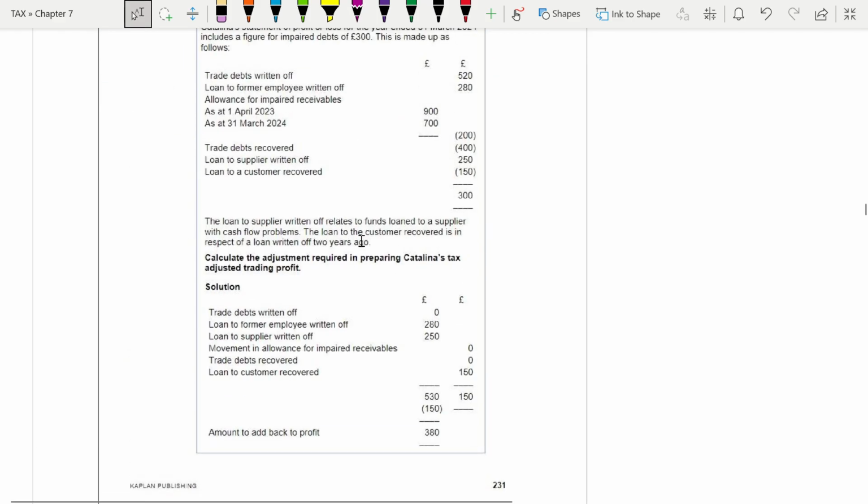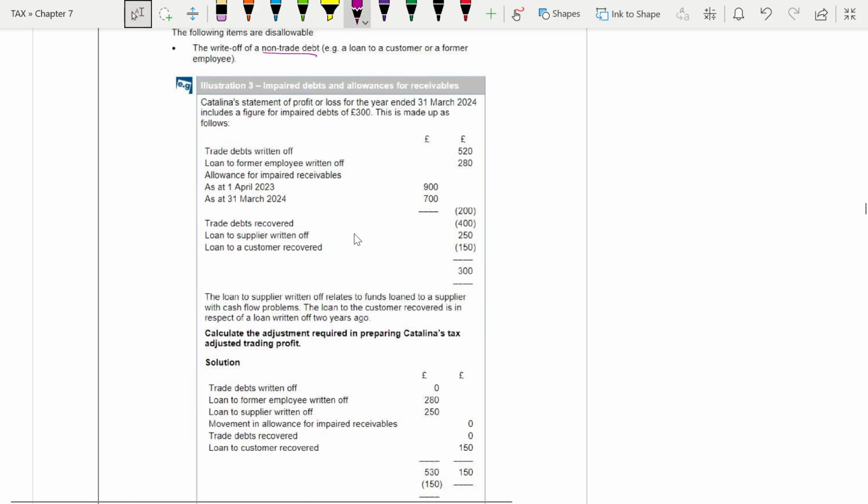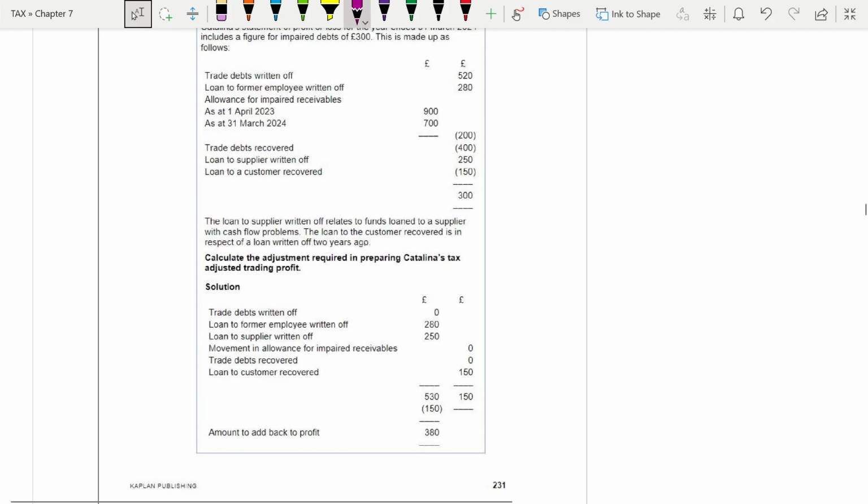See the things they have mentioned. They have given the statement of profit or loss account, the accounting, and we are calculating the taxable profit. Trade debts written off. See what they are asking: calculate the adjustment regarding Catalina's tax adjusted trading profit.